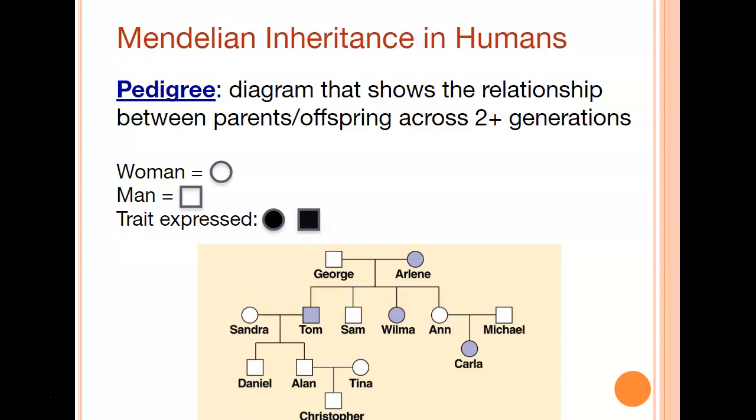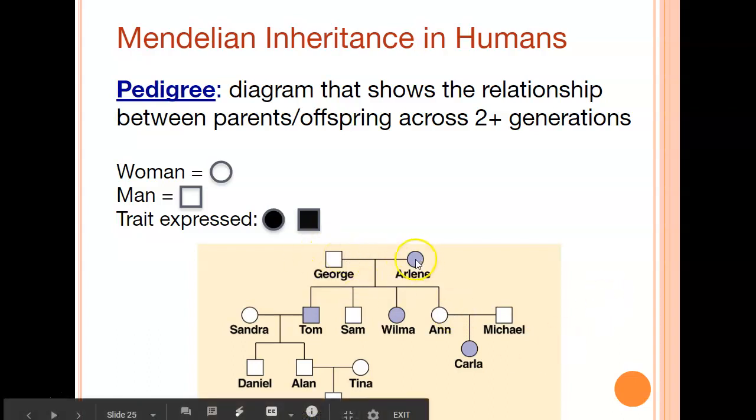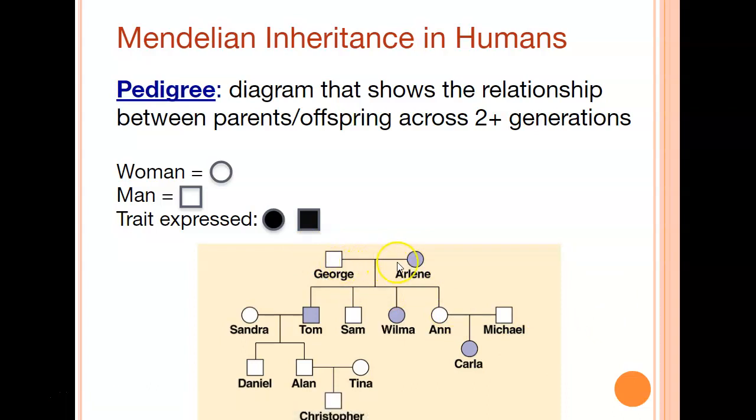So women are usually circles, men are usually squares. A line between a male and a female means that they came together to generate some kind of offspring. And then the line down shows those offspring. So in this particular example, George and Arlene had 4 children. They had 2 girls, Wilma and Ann, and 2 boys, Tom and Sam.